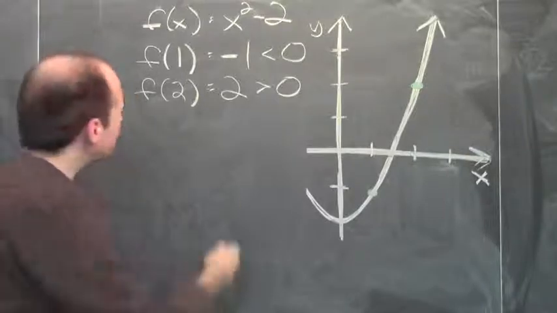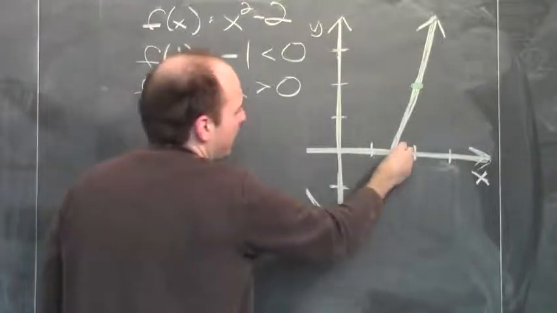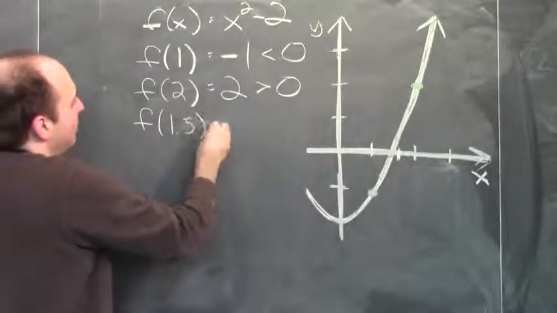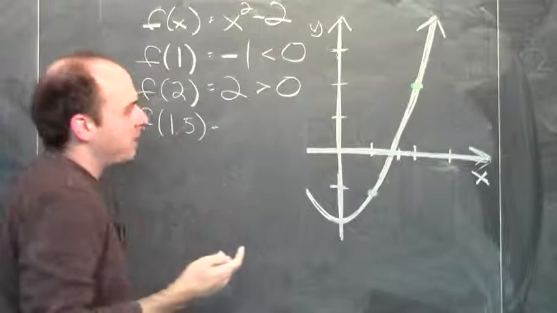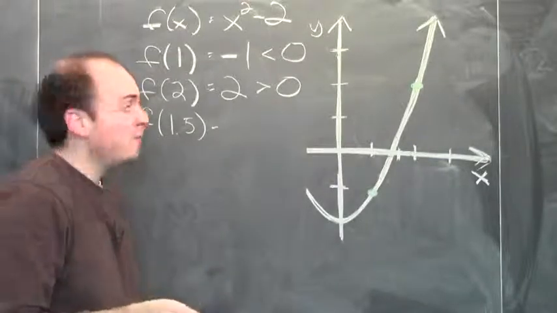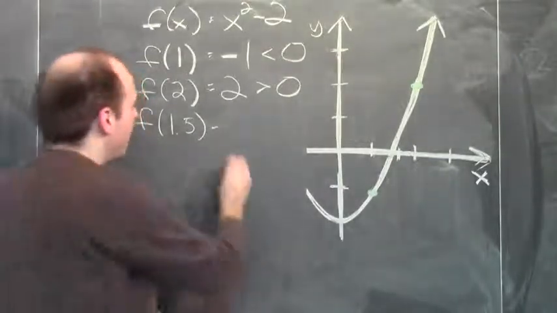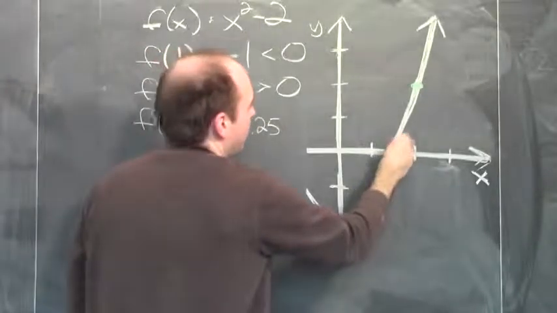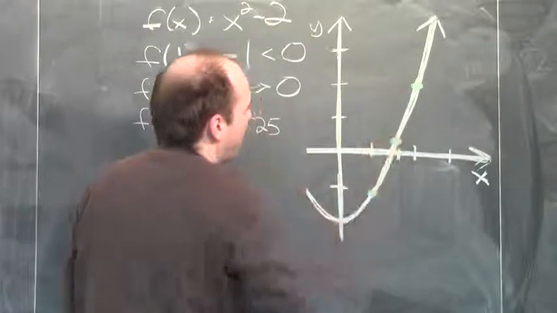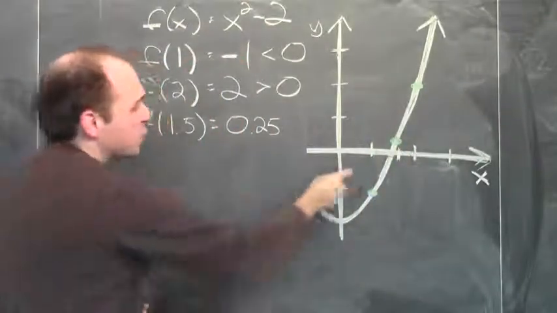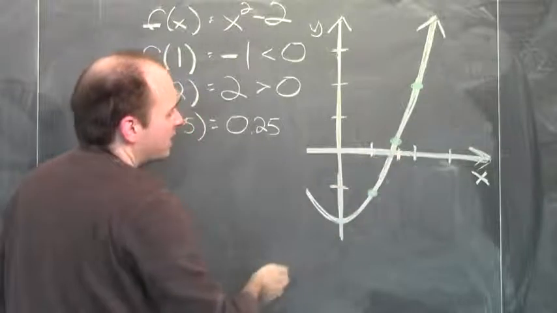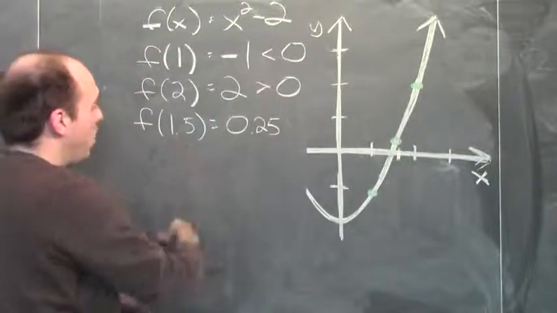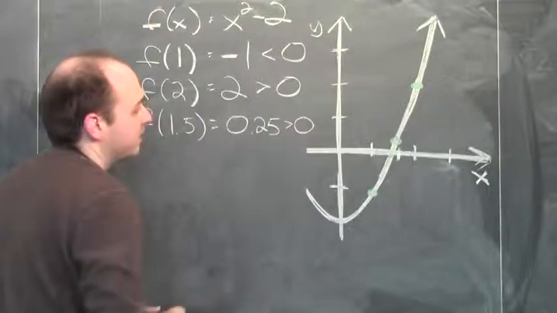And I can do better. I can cut this interval between 1 and 2 in half. And I get that f of 1.5. Well, 1.5 squared is 2.25 minus 2 is 0.25. Right, so that's, say, this point on my graph. Now what do I know? I know that the square root of 2, which is where this graph crosses the x-axis, is between 1, where the function's negative, and 1.5, where the function's positive.